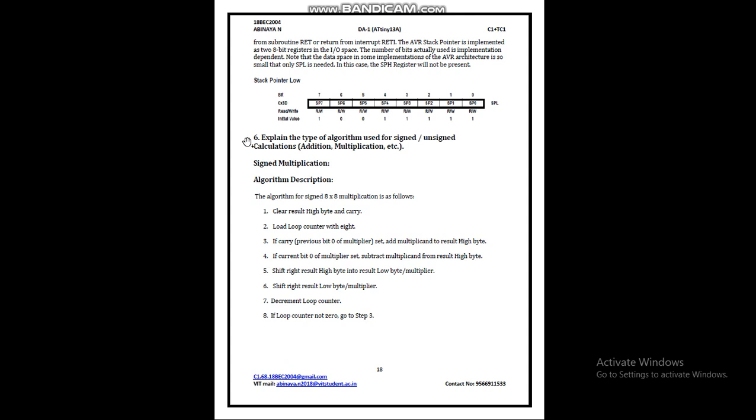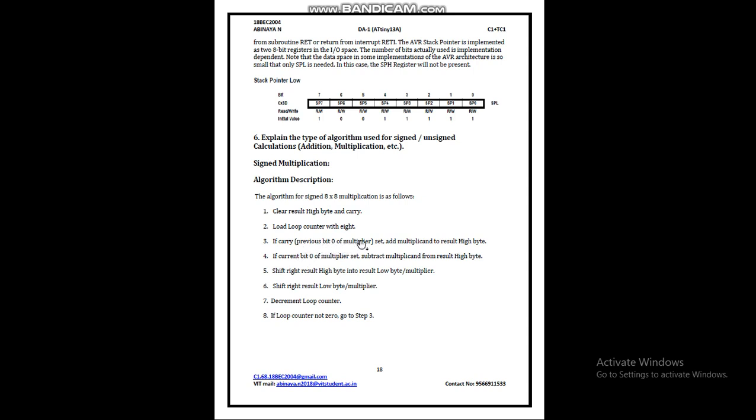In the sixth question, they have asked to explain the type of algorithm used for signed and unsigned calculation. In this slide, we will be seeing the signed multiplication and its algorithm. The algorithm for signed 8 into 8 multiplication is as follows. You can see there are 8 steps for this signed multiplication. Initially we need to clear the result high byte and carry, and we need to load the loop counter with 8.